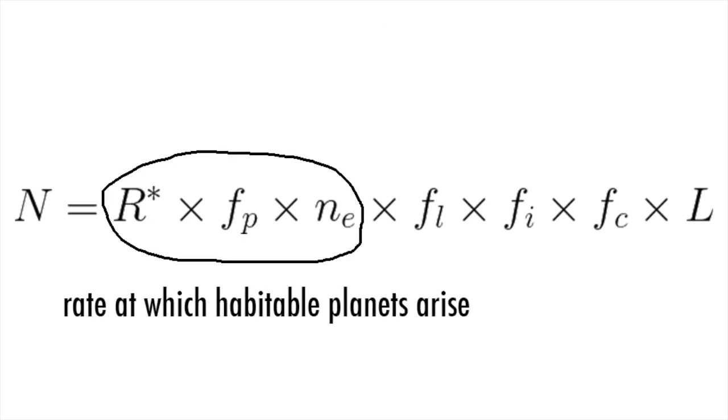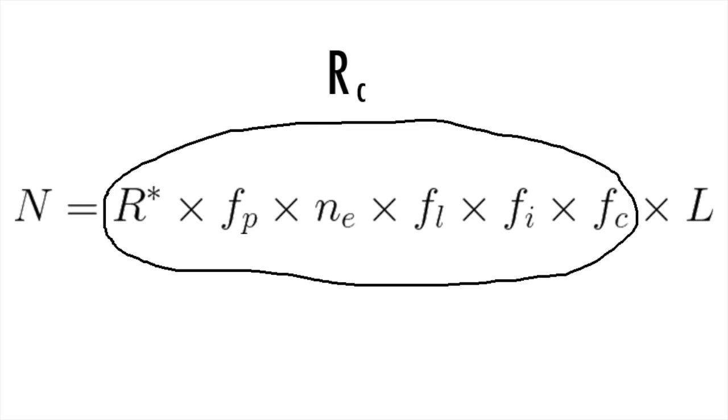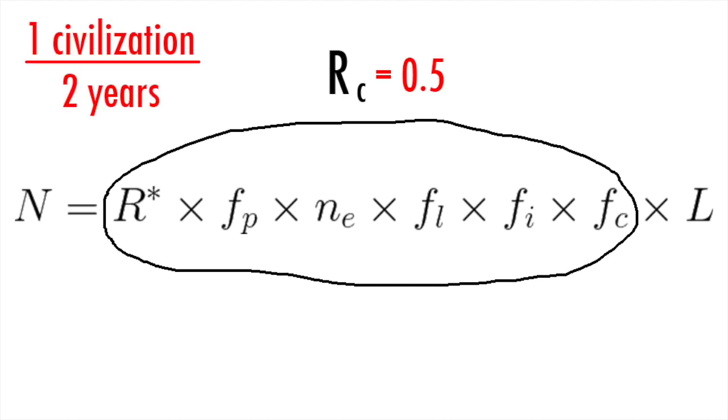Multiplying that by n sub e, we get the rate at which habitable planets arise. Evidently, the product of anything up to L is a rate. The total product of everything but L is the rate at which communicating civilizations arise, which will be called R sub c. The last factor is a bit harder to understand, but the best way to explain it is once again to give the factor's demonstration values. So, let's assign R sub c the value of 0.5. This would mean that one new civilization arises on average every other year.